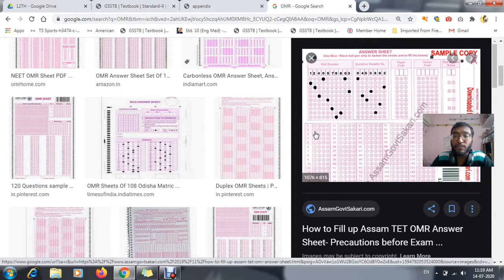If my first question's answer is 3, then over here you can see the first question, you have to circle the number 3. If my second question's answer is A, then I have to circle 1. In this way we have to circle it. Then it won't be checked manually.